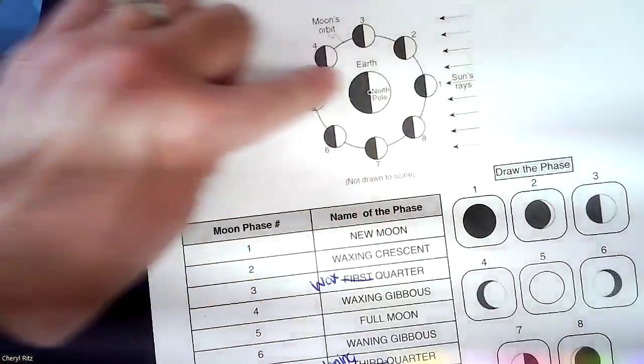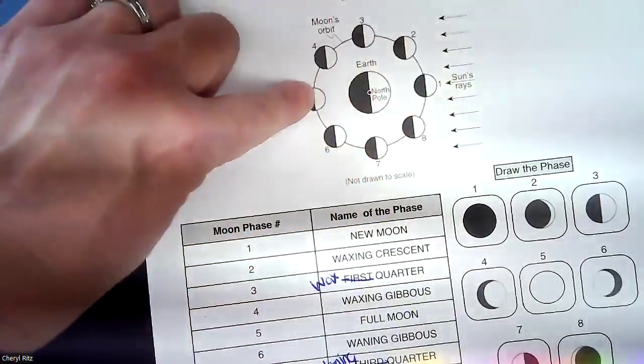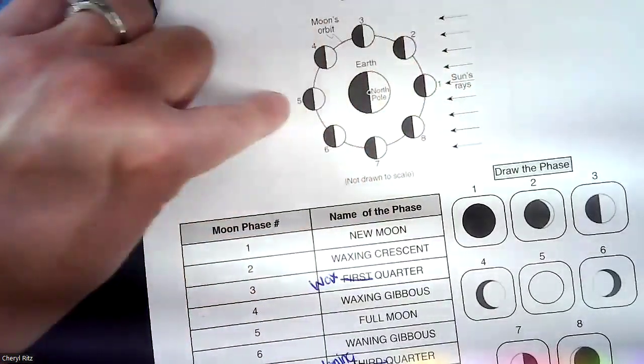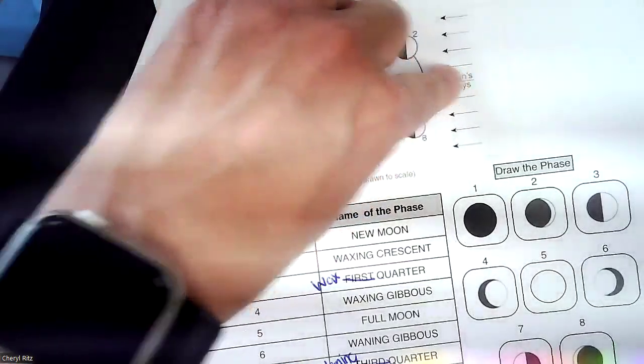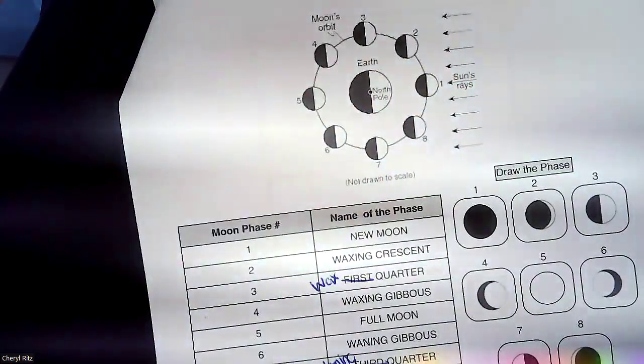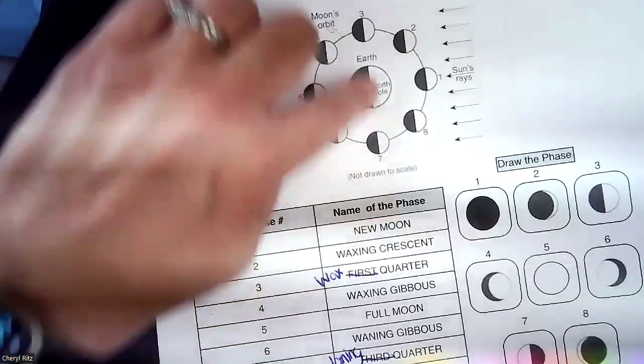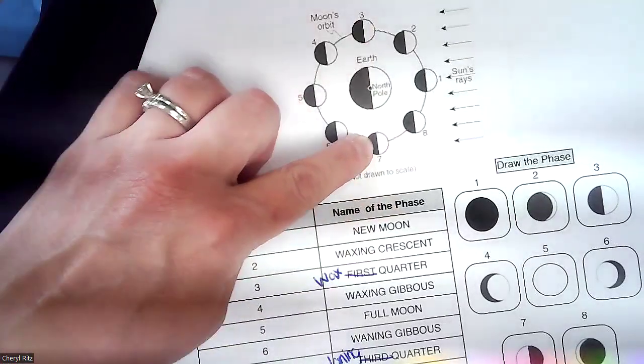So the highest high tides and lowest low tides, the spring tide, happen when the sun and the moon and the earth are in a perfect straight line. So 1 and 5. A neap tide is the exact opposite of that. So that's going to be 3 and 7.